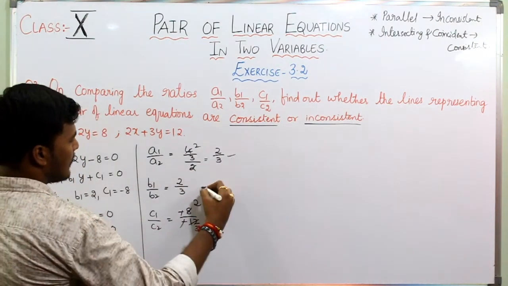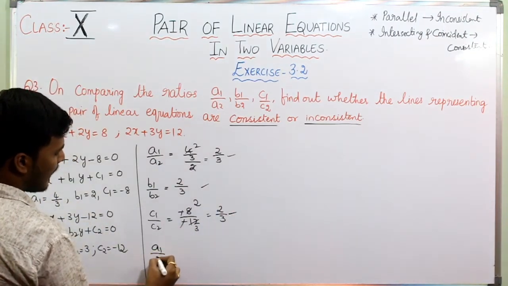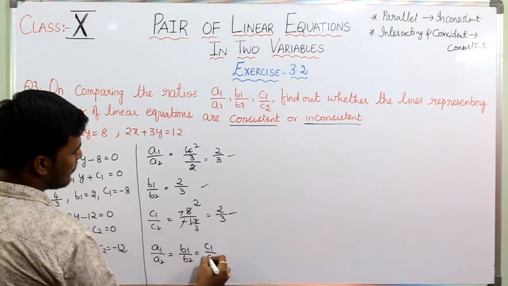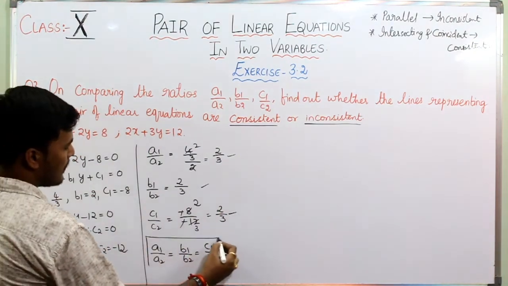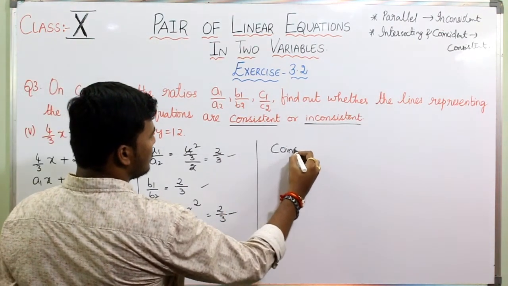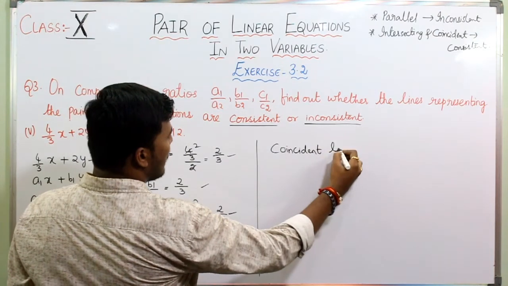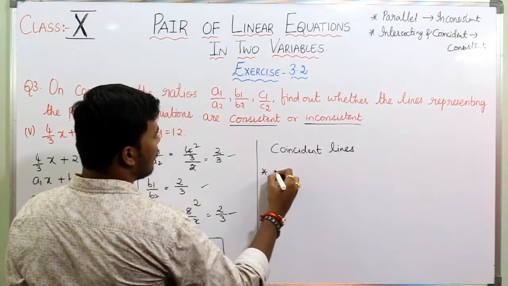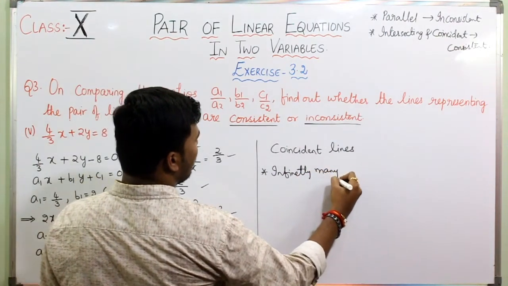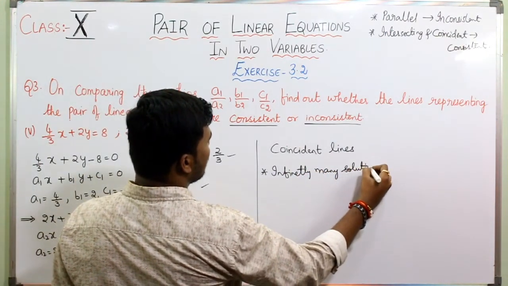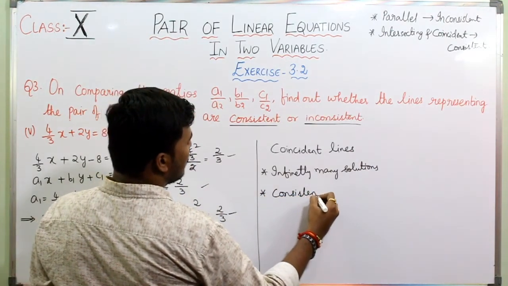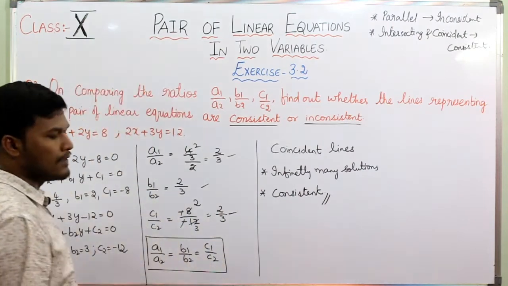So as all the 3 are equal, we can write a1 by a2 is equals to b1 by b2 is equals to c1 by c2. So we can say that the lines are coincident lines. As they are coincident lines, how many solutions will they have? They will have infinitely many solutions, as well as they are consistent. So therefore the given two equations are consistent.